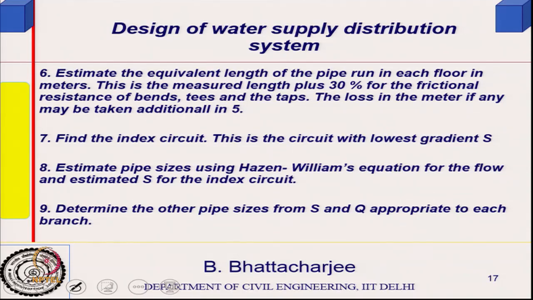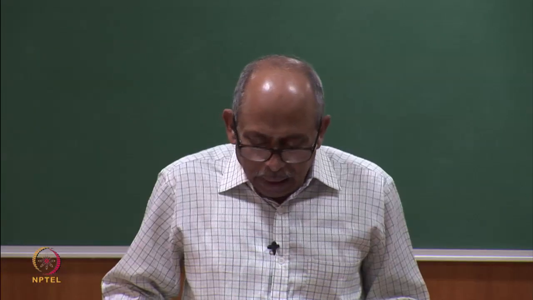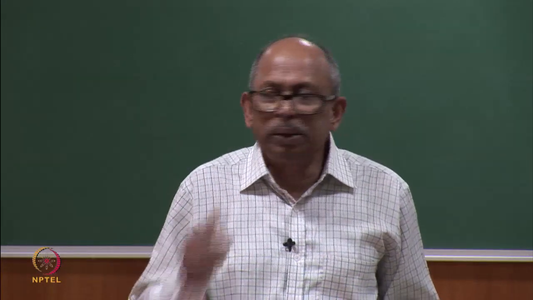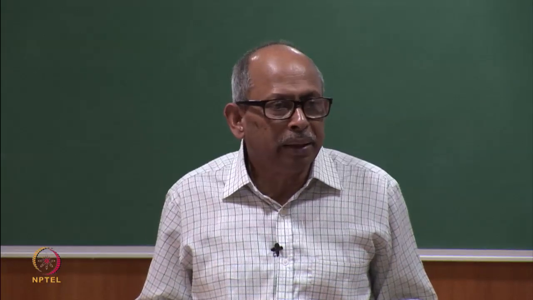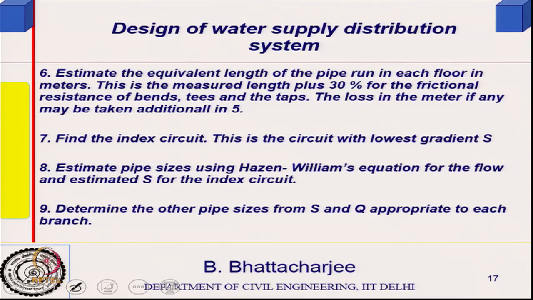Estimate the equivalent length of the pipe. Now, the equivalent length of the pipe takes account of losses. One way is to increase it by 30%, because there will be bends and losses in bends. Meter losses of course you can calculate directly, but something like 30% is for frictional losses and resistance of bends, tees, steps, etc. The loss of meter you can again find out directly.